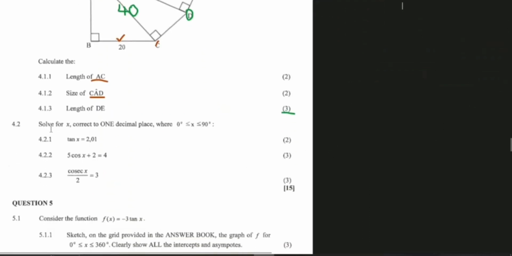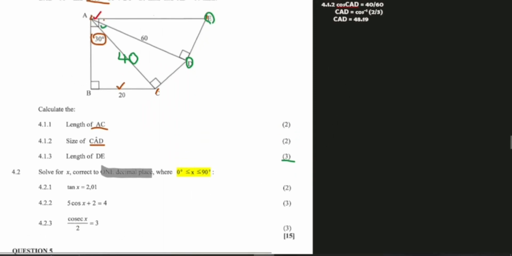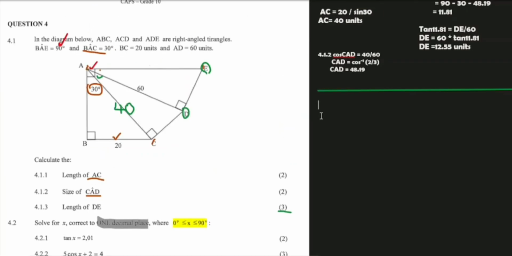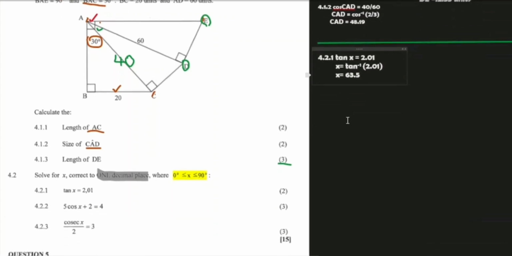Now, they say we must solve for x, correct to 1 decimal place, where x is between 0 and 90 degrees. Okay, so this one is also very simple. You're going to say tan x is equal to 2.01. Then x is equal to tan inverse, and then type into your calculator. Your answer is going to be 63.5 degrees because it's correct to 1 decimal place.